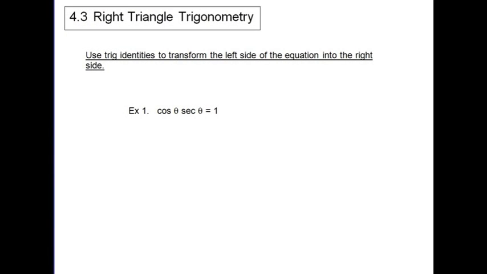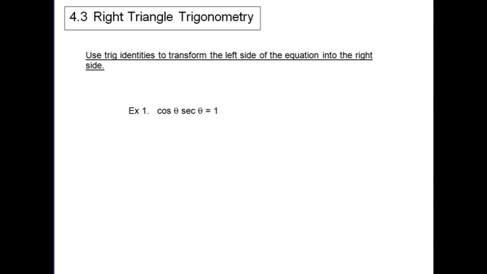Now that we have talked about the unit circle and all the different trig functions, now we're going to mush these things together into expressions and eventually solve some equations with them. But first we're going to look at some real basic ones before we get to the harder ones. So this is 4.3, right triangle trigonometry.